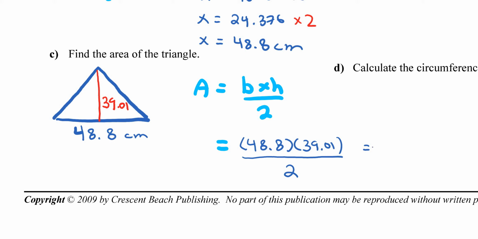And roughly you get about 951.8 centimeters squared. So as long as you're close to the answer here, sometimes the answer varies depending on how many decimal places you carry over. As long as you're close to 951, that would be the correct answer. All right, so that concludes this homework video guide.